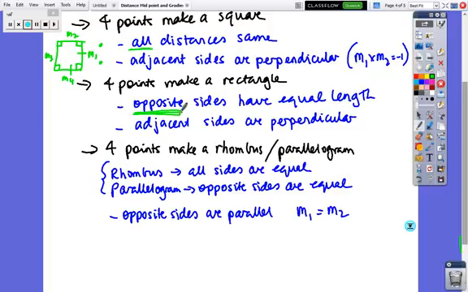Again, a rhombus is just a square pushed over, and a parallelogram is a rectangle pushed over. So similar to the square and the rectangle, either all sides or opposite sides have to be equal. And then rather than being perpendicular, with a parallelogram, you've got to prove that those two are parallel and those two are parallel. So you've got to do two sets of gradients. So copy that down, come across to the next page when you're ready.